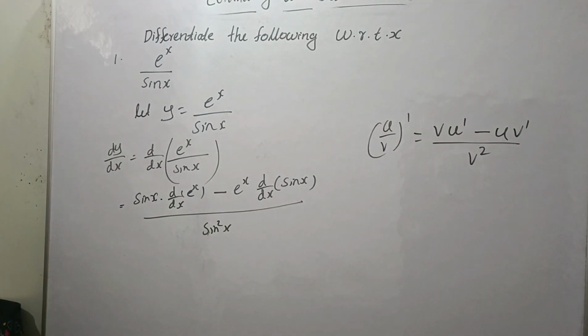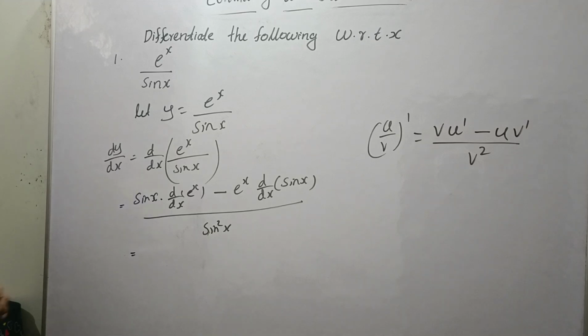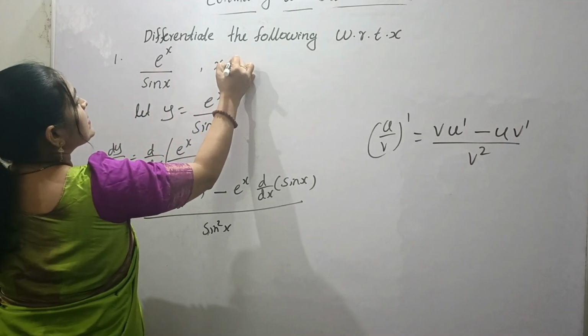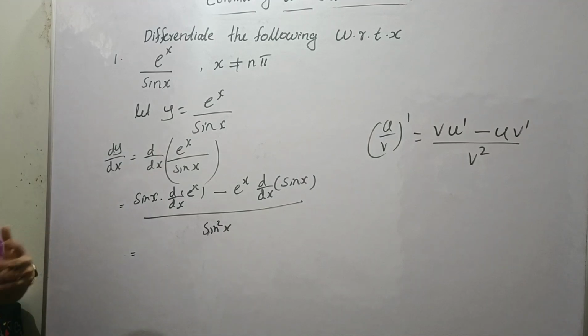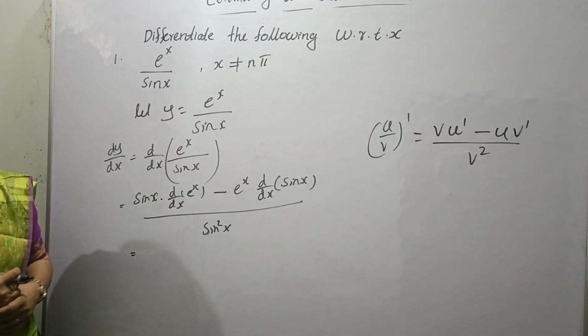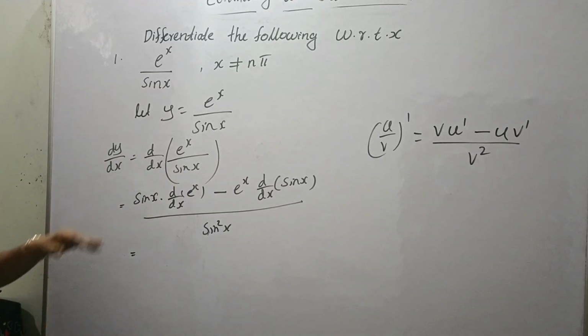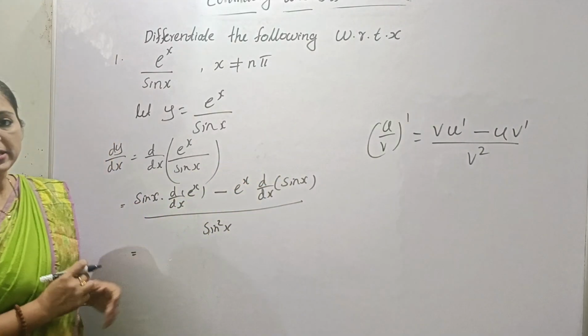Then that is equal to, here one condition is x not equal to n pi. Why? Because sin n pi is 0, right? So if it is 0, this function is not defined. So sin x into d by dx of e raised to x minus e raised to x d by dx of sin x divided by sin square x.